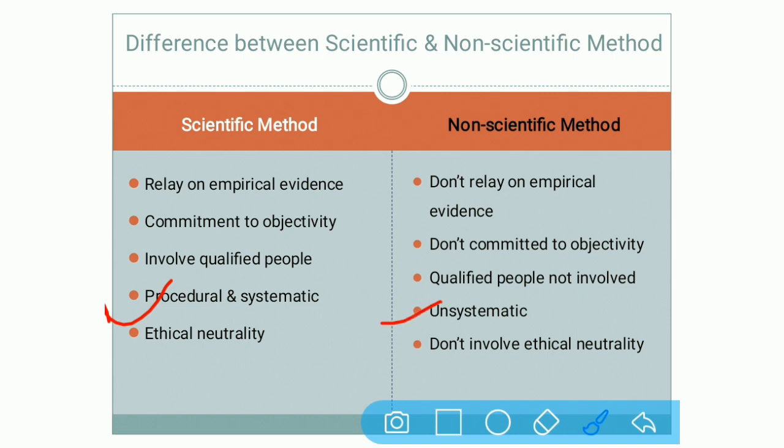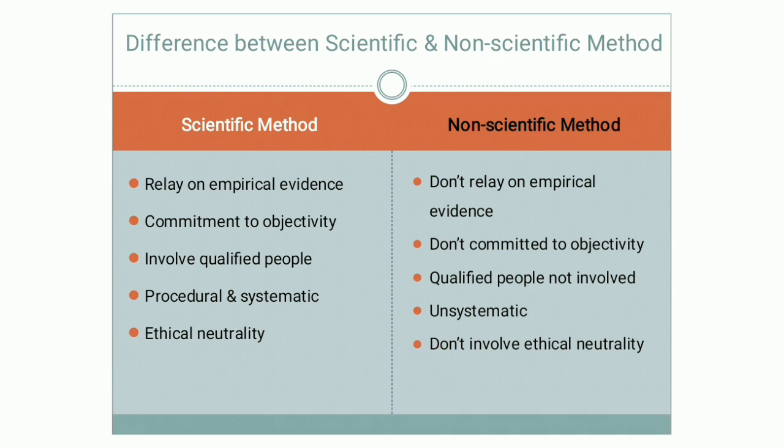The scientific method is based on certain standards. That's why there is ethical neutrality. While there are no standards, there is no ethics in the non-scientific method. I'm not explaining it in detail because in the last video we have already understood the different features of the scientific method. If you are able to understand all the features clearly, then you can easily remember this difference.